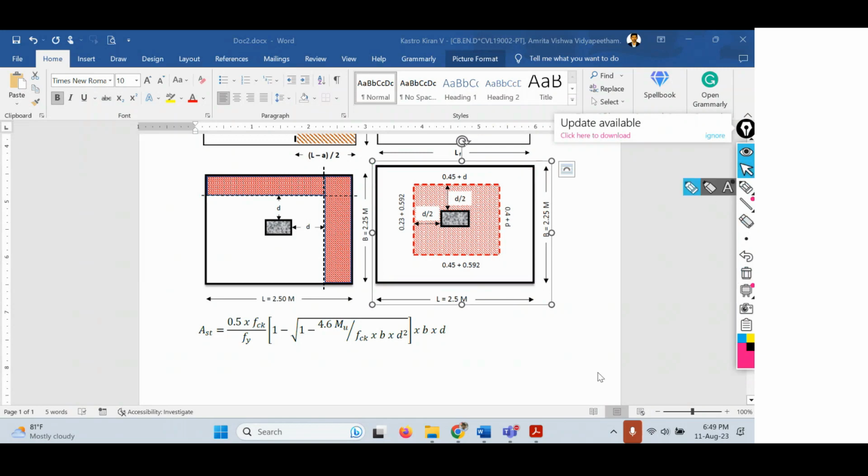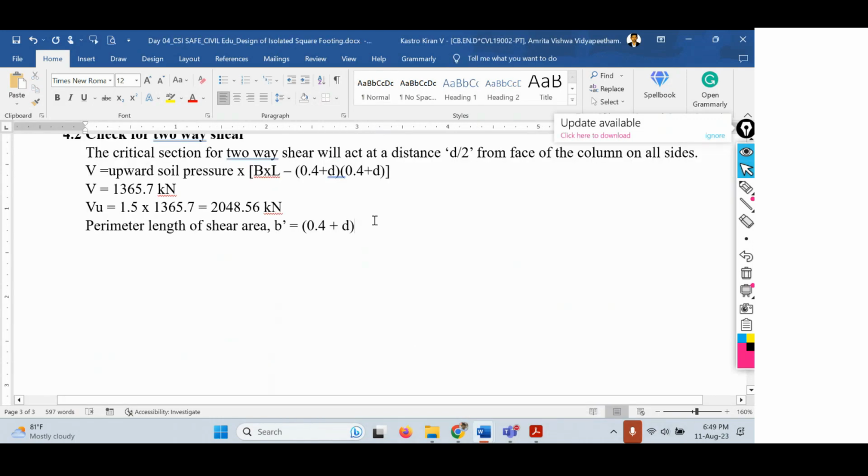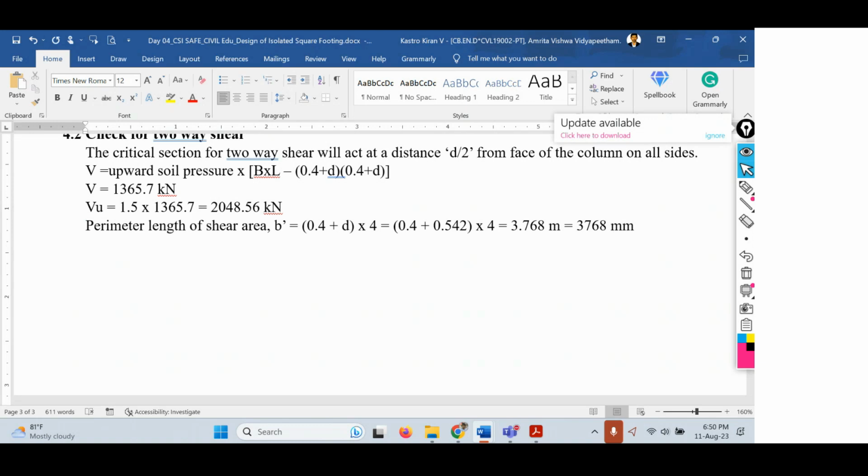Therefore, 0.4 plus D into 4. Why? Because on all 4 sides, the sides of the column or the footing are the same. So 0.4 plus D, where D is 0.542, into 4. When you solve this one, you're going to get 3.768 meters, or 3768 mm. So this is the perimeter length of shear area.